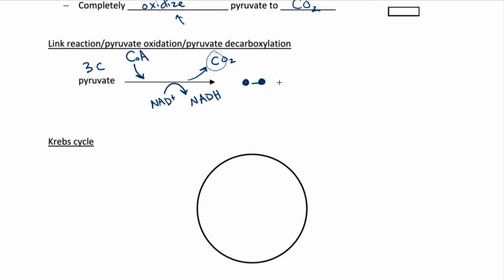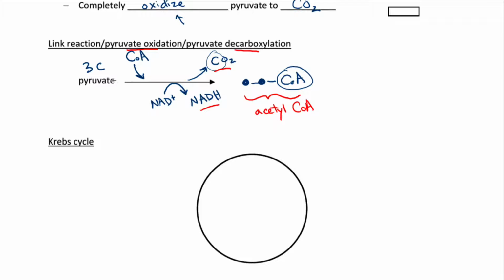Here's my 2 carbons attached to CoA. And again, we won't draw the structure of CoA. This is known as acetyl-CoA. Acetyl because it's got a 2-carbon group, and CoA for the coenzyme A part of it. This reaction is called the link reaction because it links glycolysis and the Krebs cycle, but it's also known as pyruvate oxidation because we're stripping electrons off of the pyruvate and they're ending up here in NADH, and it's also called pyruvate decarboxylation because we are taking a carboxyl group off of pyruvate, and that carbon here is ending up in CO2. So we'll call it the link reaction, but you might see it called these other things as well.